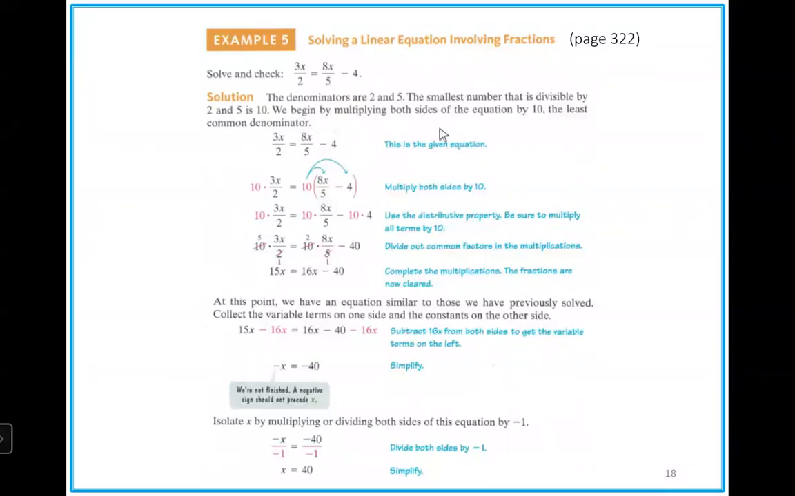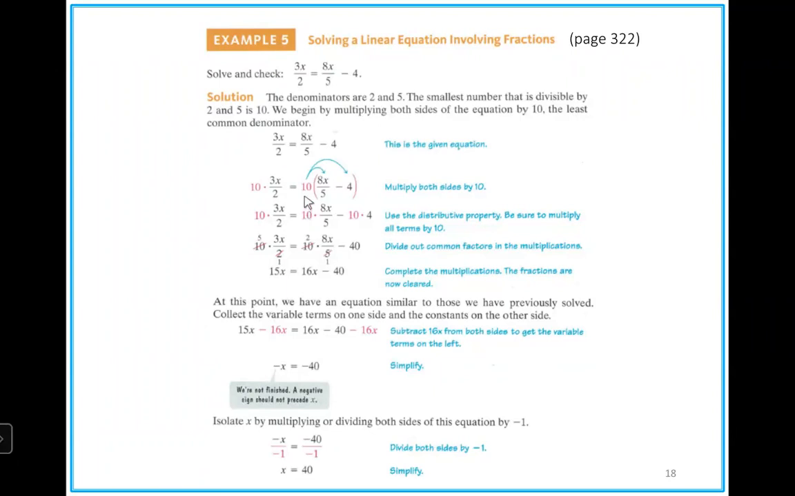All right. So it says we begin by multiplying both sides of the equation by 10. So what they have done is to multiply the 3x over 2 by 10 and the 8x over 5 minus 4 by 10. Okay, so if you do the canceling here, this is really 10 over 1. So 2 into 10 is 5. 5 times 3 is 15. So that's how they get the 15x here.